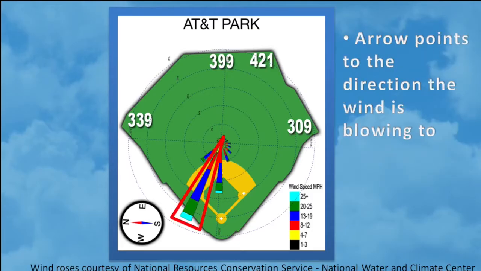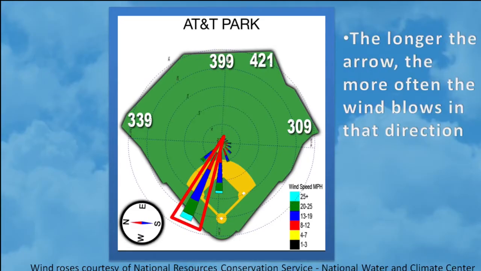Let's take a look at this big arrow right here. The arrow points to the direction the wind is blowing to. So this long arrow is pointing towards right center field, and what do you know? That indicates that the wind is blowing towards right center field. Now let's take a look at the smaller arrow pointing towards center field. And that's exactly where the wind is blowing, to center field.